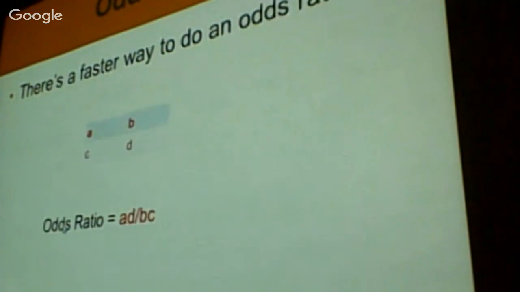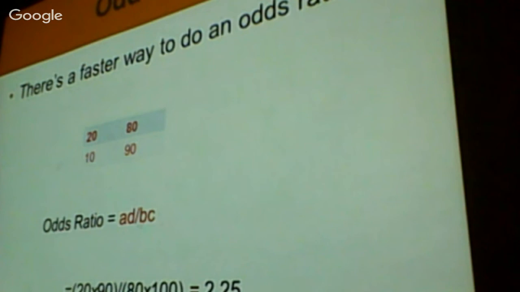Okay, pretty good. There's a fast way of doing it. If you do the arithmetic, you find out that that big formula is the same as this divided by that, the cross products. A times D divided by B times C. Just like that. Exactly the same number.